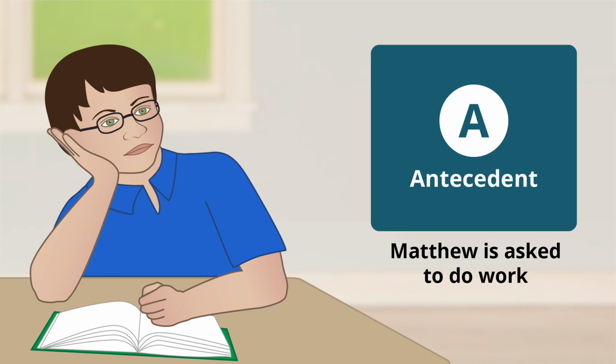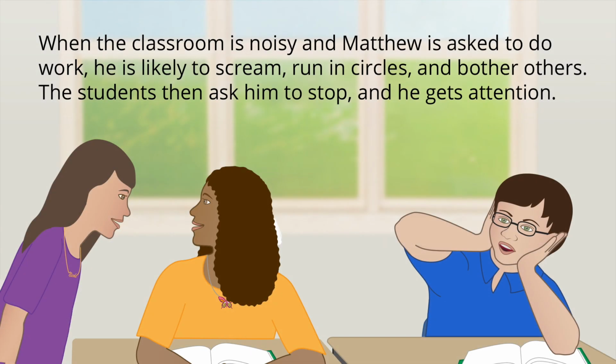Asking Matthew to do work happens immediately before the problem behavior and is a trigger for the problem behavior. Let's do another one with the same summary statement for Matthew. When the classroom is noisy and Matthew is asked to do work, he is likely to scream, run in circles, and bother others. The students then ask him to stop, and he gets attention.